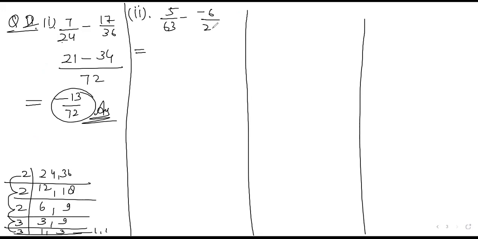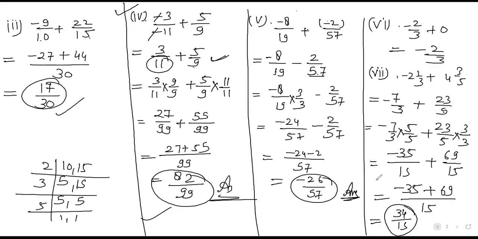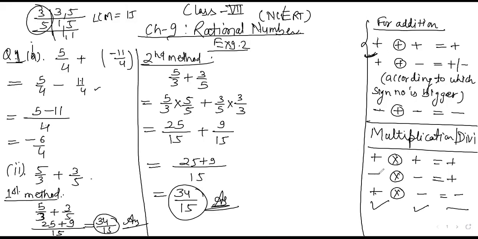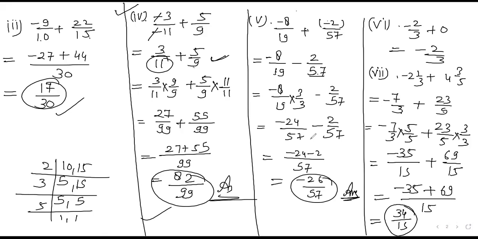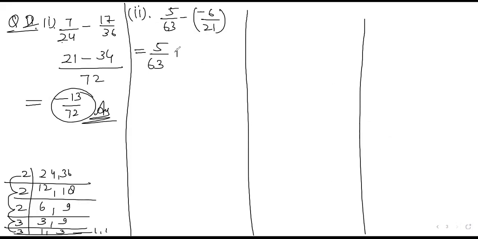Minus 6 upon 21. Okay. So 5 upon 63 as it is copied. Now look, this is minus and minus will multiply because of the outside bracket, the multiplication sign will be invisible. So minus minus multiply gives you plus sign, right? So plus sign 6 upon 21.